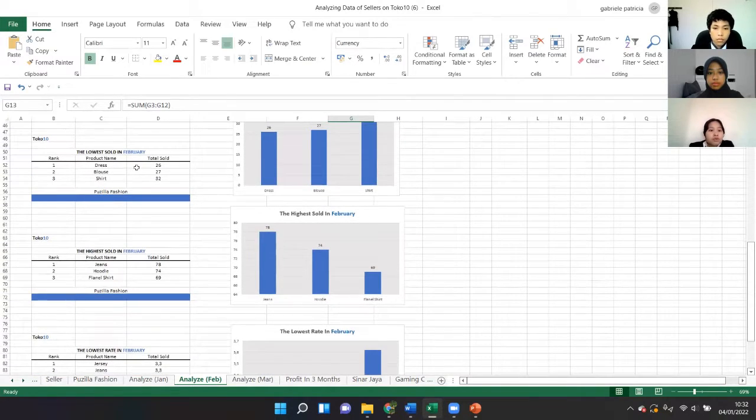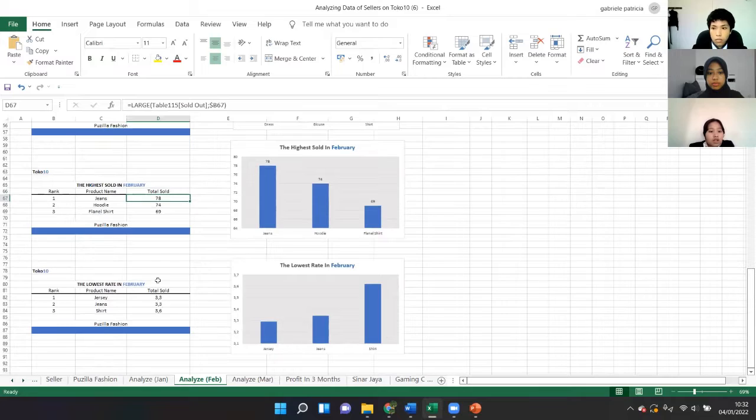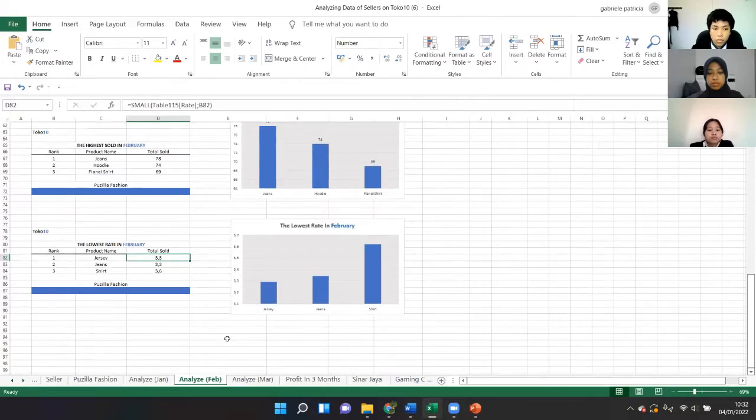We use the formula small to search the lowest sold. Next, we use the large formula to search the highest sold. And we use the small formula to search the lowest rate.